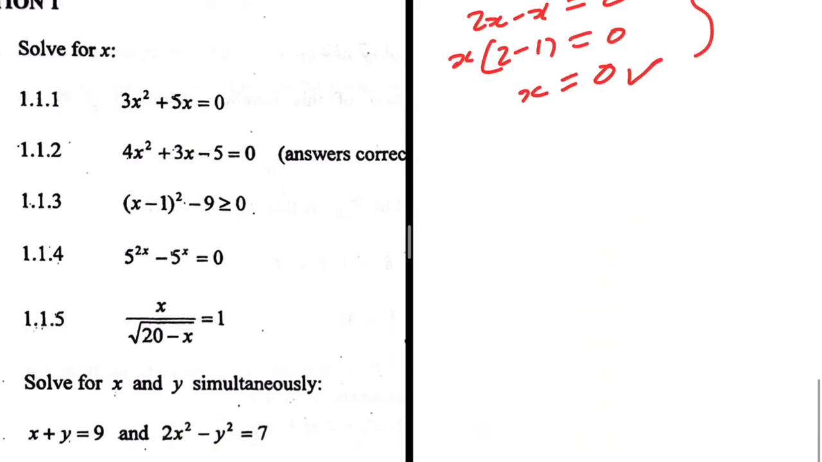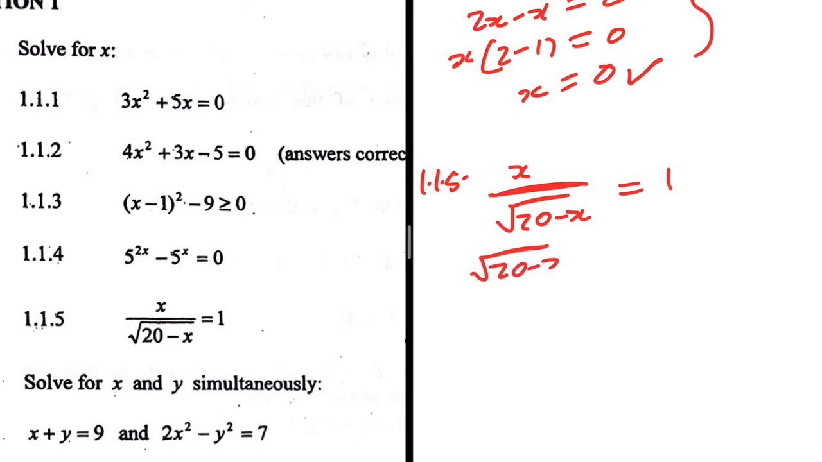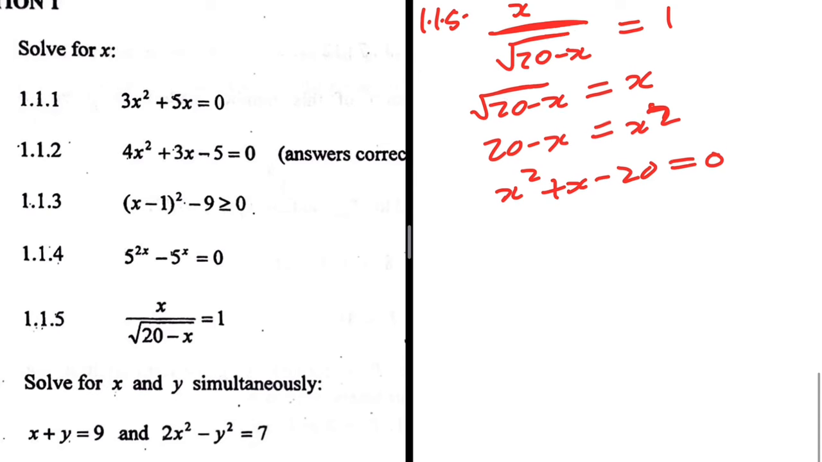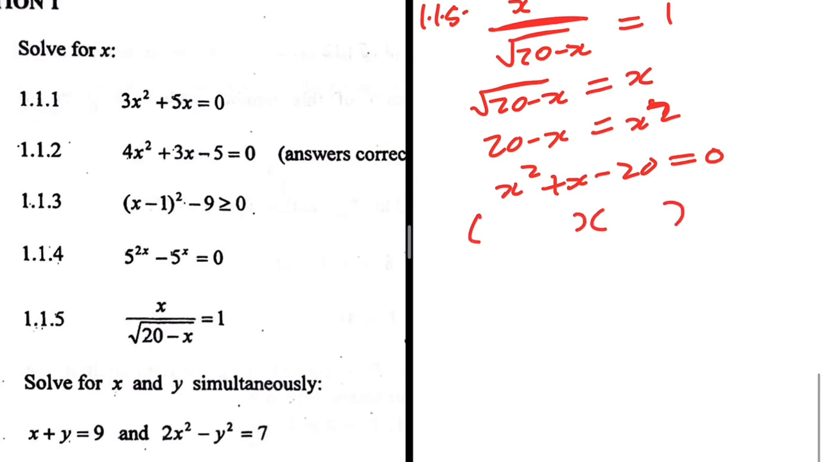1.1.4. Let's take a look at 1.1.5. We have x divided by the square root of 20 minus x. This is equal to 1. If we cross multiply, we're going to get the square root of 20 minus x being equal to x. So squaring both sides, we get 20 minus x being equal to x squared. So we're going to have x squared plus x minus 20 being equal to 0. So let's solve. We are factorizing, looking for two factors of minus 20 which, when we add, we get plus 1. Plus 1 is the coefficient of x. So what are those two factors?